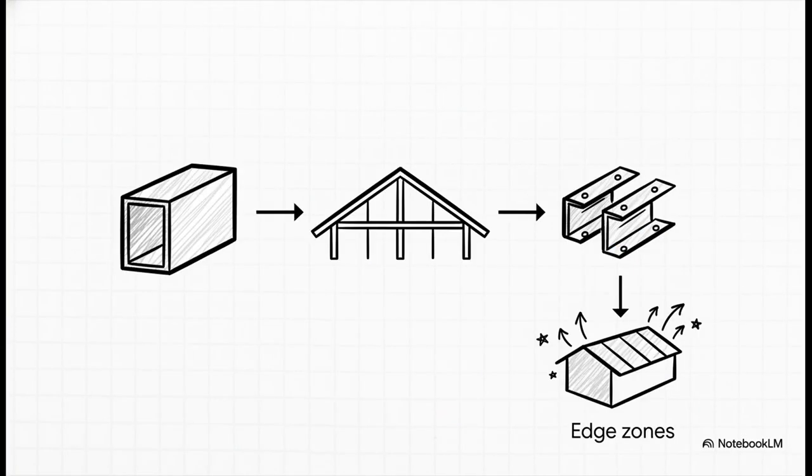So here it is. Here's your mental shortcut for the exam. The second you see the word purlin, I want your brain to fire off this chain. Purlin is for the roof. Its special trick is the Z-lap connection, and you must always pay special attention to the edge zones for wind. This simple hook connects all the biggest ideas we've just covered.